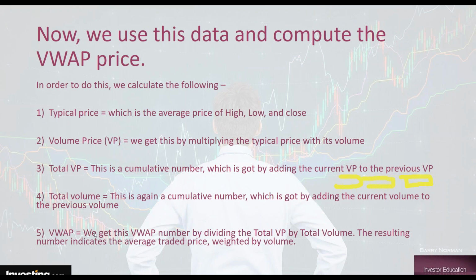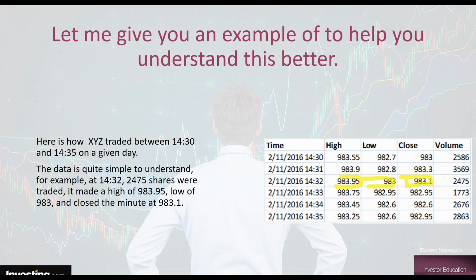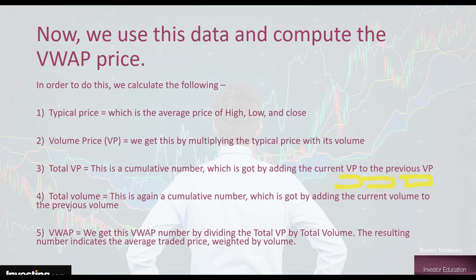Okay. Now, for VWAP, we get the VWAP number by dividing the total VWAP by the total volume, resulting in a number that indicates the average traded price weighted by volume. So we take the total VWAP, which is a cumulative number we got by adding the current VWAP to the previous VWAP. Then we need total volume. This is again a cumulative number that we got by adding the current volume to the previous volume. So we would add 35.69 and 24.75 together to get our total volume.